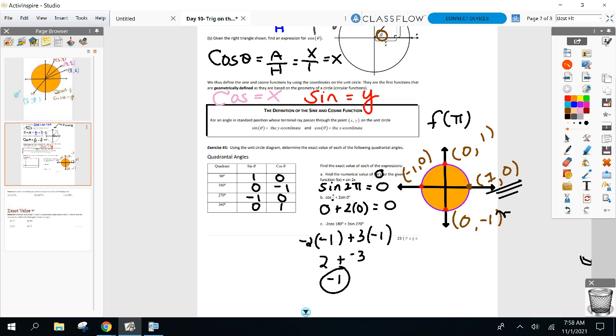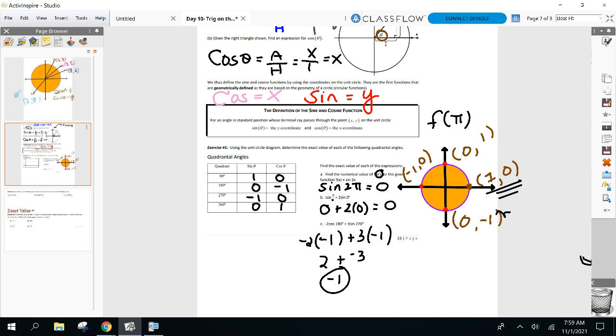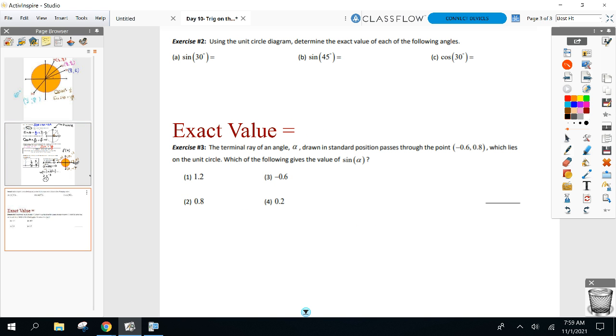Hey, this is all you need. I would never expect you to memorize the table. Absolutely not. This is all you need right here. Know those 4 points. All right, let's get away from the quadrantal angles and let's go back to 30, 60, and 45.